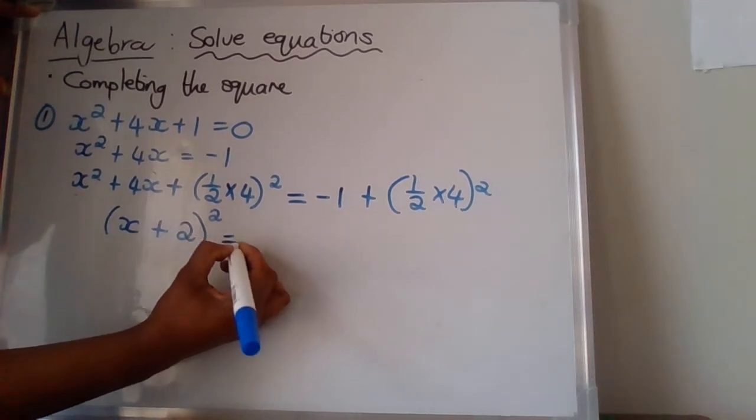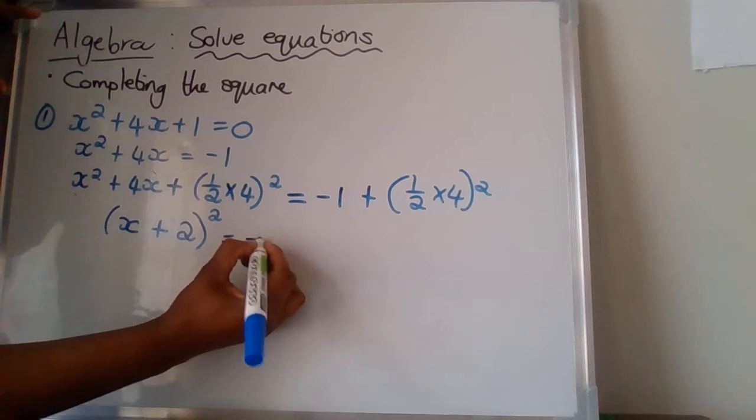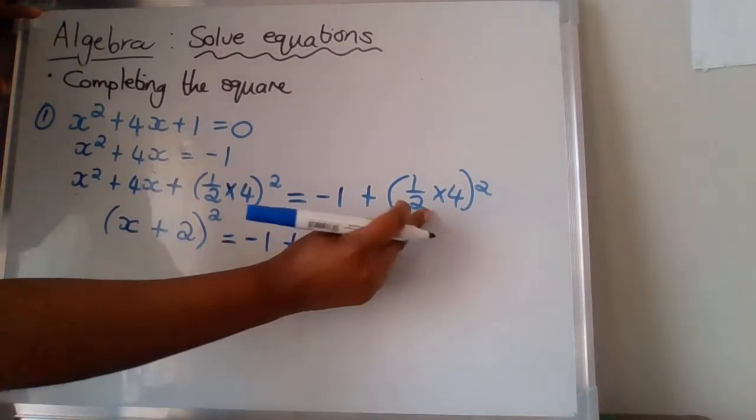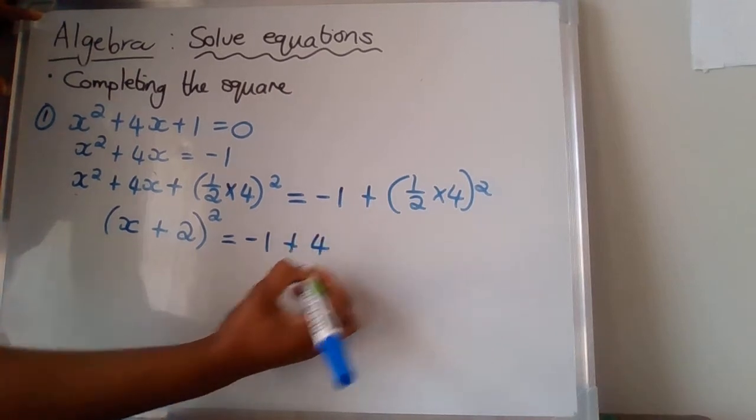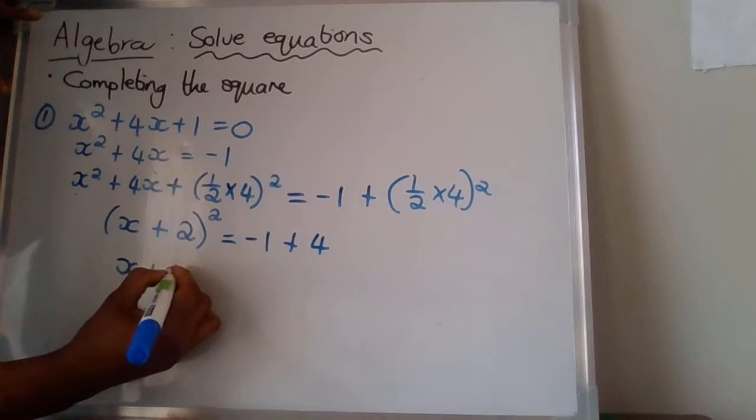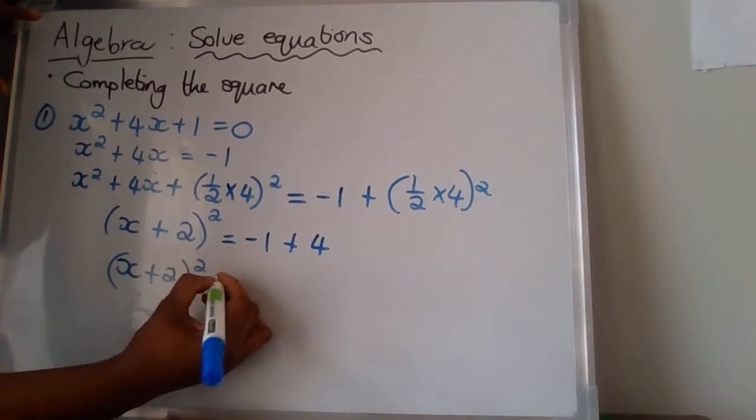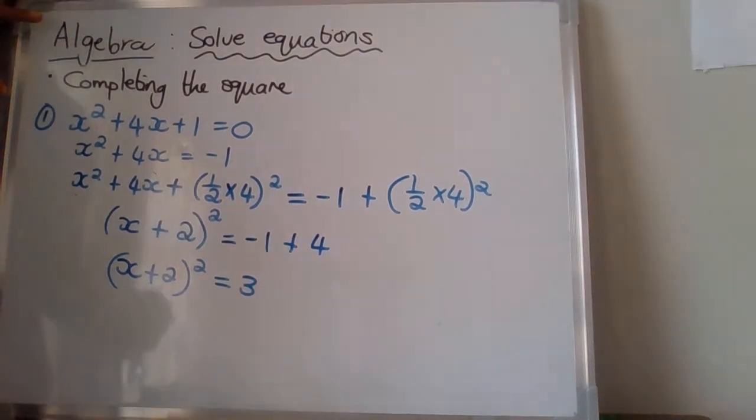Then on the right hand side, you work out what this is. So it's minus 1 plus a half times 4 is 2, and 2 squared is equal to 4. Okay, then it's x plus 2 squared is equal to minus 1 plus 4, which is equal to 3.